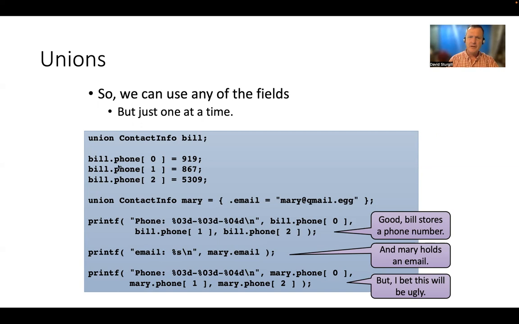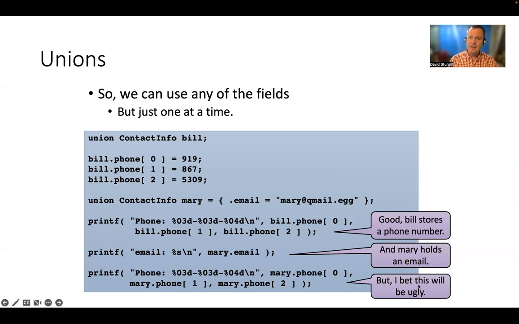So to show off an example of this, I made an instance of this union called Bill. And then I used the phone number for Bill. And then I made another instance of the union called Mary. And for her, I used the email address. If I want to print these out, well, for Bill, I can get the 3 components of Bill's phone number. For Mary, I can print out her email address as a string. But it's up to me to remember which of those fields I used.